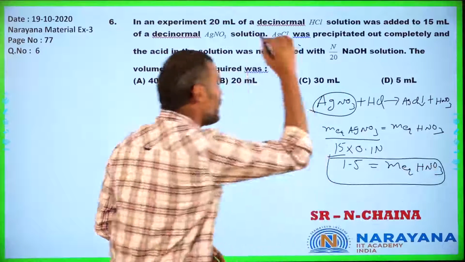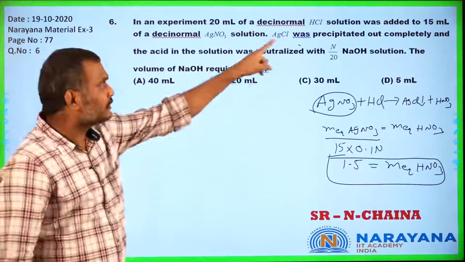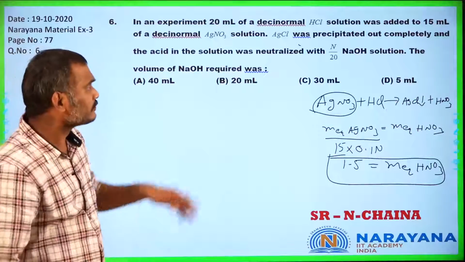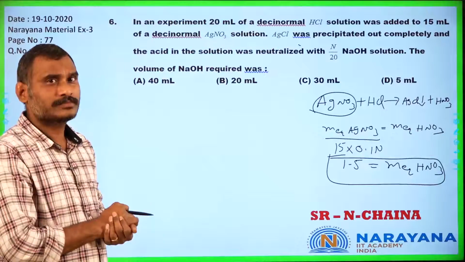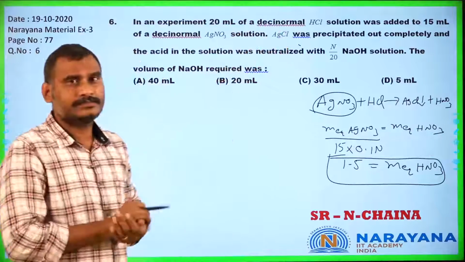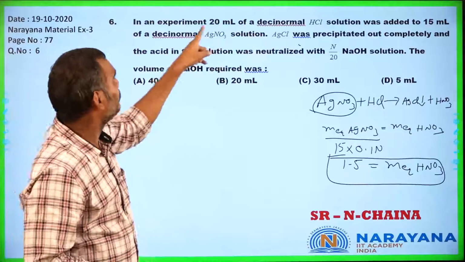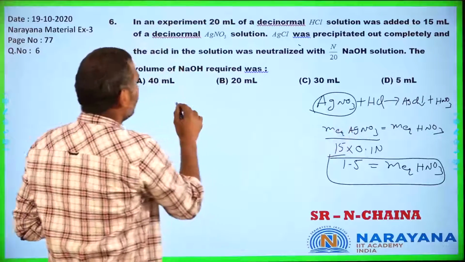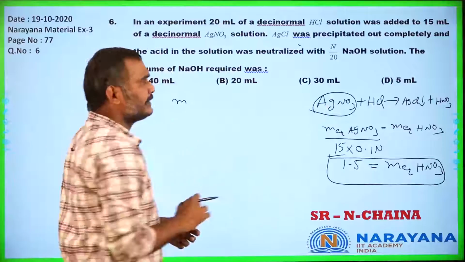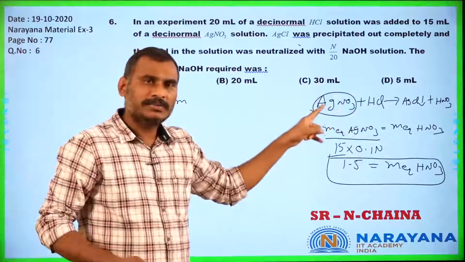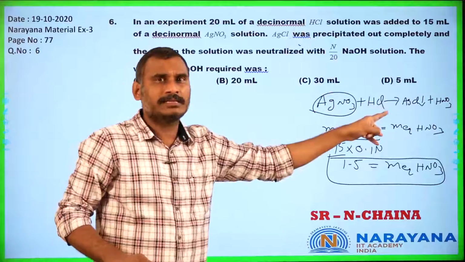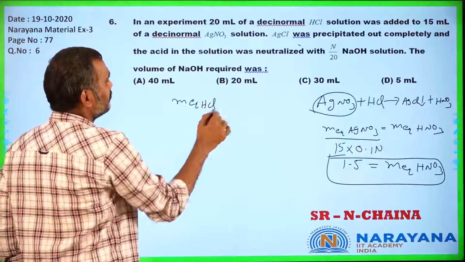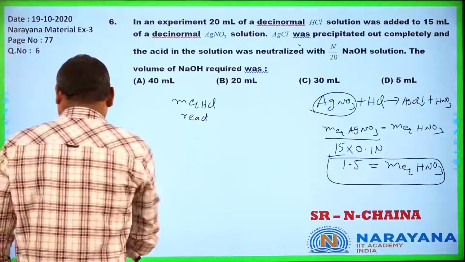So the produced acid milli equivalents I have to find out. You observe the logic. Milli equivalents of HCl, that is 20 into 0.1, that is equal to 2. Now milli equivalents of AgNO3 and milli equivalents of HCl are same. How much milli equivalents of AgNO3 is there? The same milli equivalents of HCl reacted, and the rest are left over.